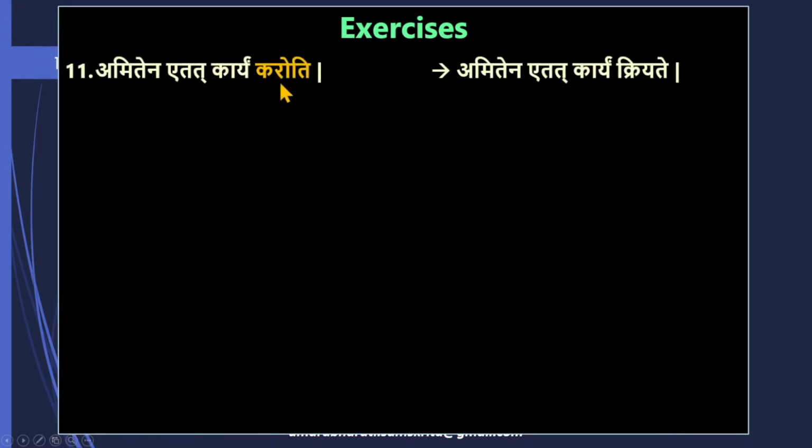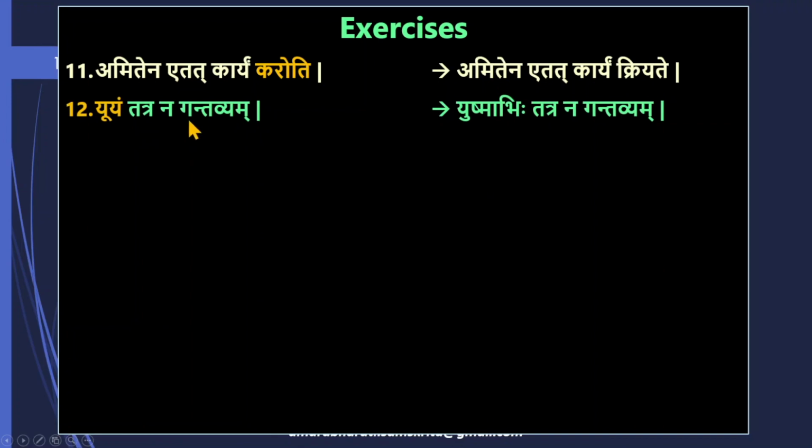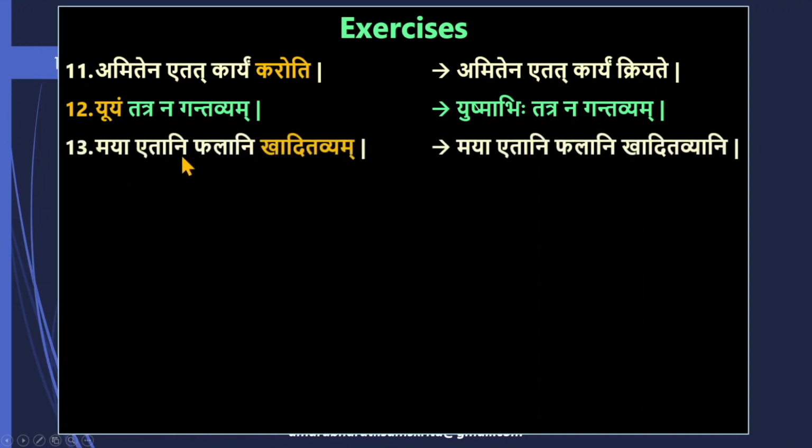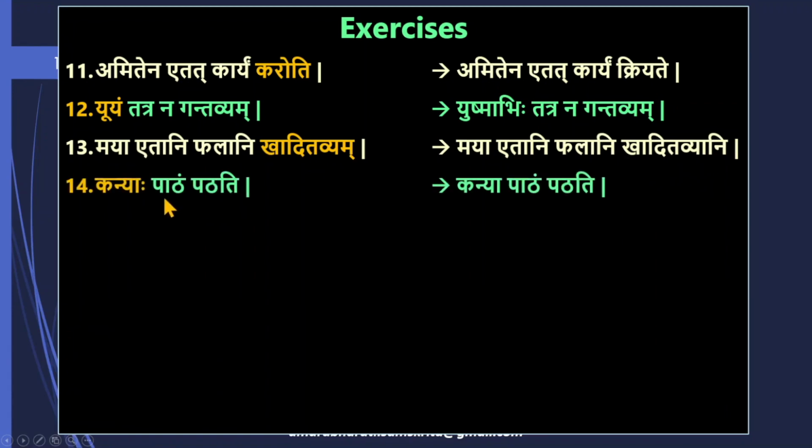Amitena etat karyam karoti. This is a karmani prayoga, passive voice. Amitena etat karyam kriyate is the right answer. Yuyam tatrana gantavyam. Yuyam is bahuvachana, and it should be yushmabhi tatrana gantavyam. Tritiya vibhakti. Maya etani phalani khaditavyam. Etani phalani, phala again number. Phalani khaditavyani, bahuvachana should come. Kanyaha patham pathati is wrong. Kanya patham pathati, because kanyaha is bahuvachana, pathati is ekavachana.